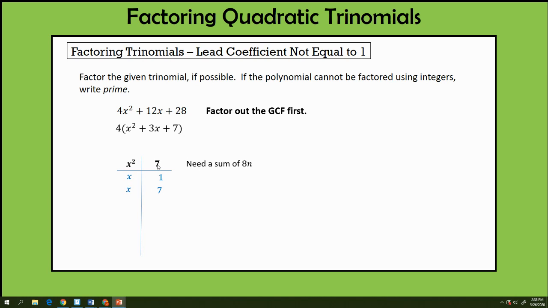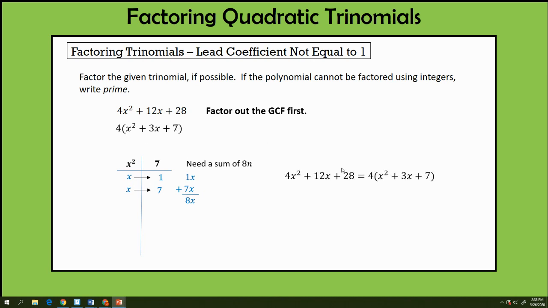The only way you're going to get 7 is 1 times 7. So it could be 1 here, 7 here, or 7 here and a 1 here. No matter how you do it, this is going to give you 8x. Well, we remember that shouldn't be there. We didn't want 8x, we wanted 3x. So there's no way we can factor this one. So this trinomial in parentheses is prime. It can't be factored anymore.